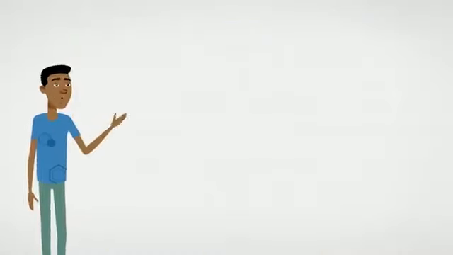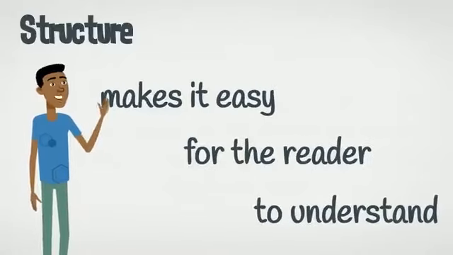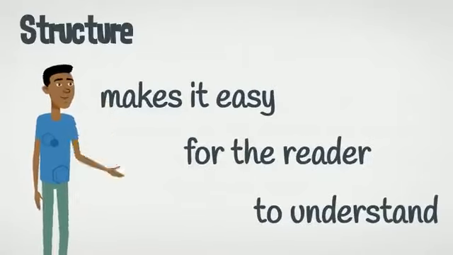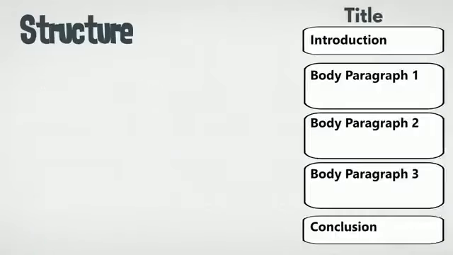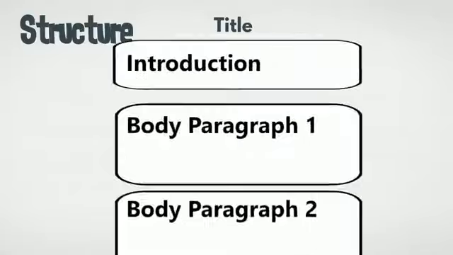By following the correct structure of an information report, we make it easy for the reader to understand the information we're presenting. This is the basic structure of an information report: title, introduction, body paragraphs, and conclusion. Let's start with the introduction.